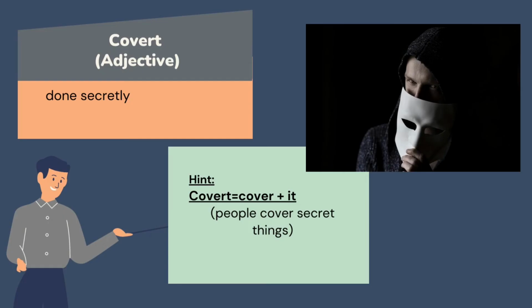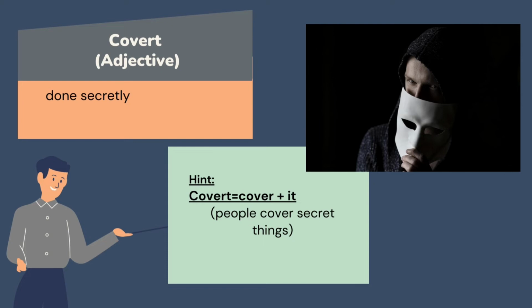The next word is covert. Covert is basically an adjective and it means something that's done secretly, a furtive act, something that's undercover or something that's private. A hint to remember this word is covert. Covert is from cover it. People cover the secret things. They cover the furtive things or private things.